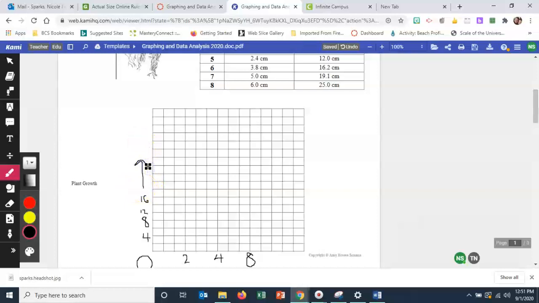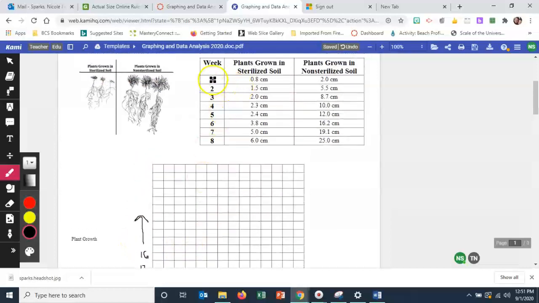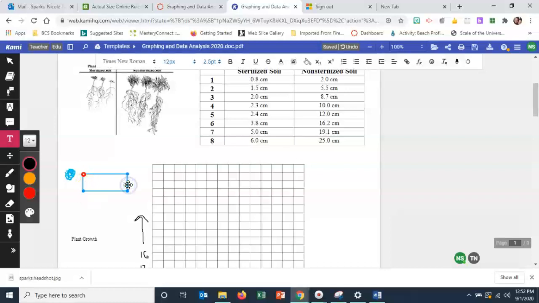So now what we need to do is I'm just going to represent a couple of the data points here so that you can see what it looks like and maybe refresh your memory a little bit. So I'm going to start with week 1. I'm going to change my color here and make a little key. You might want to do the same. This is going to represent my sterilized soil.